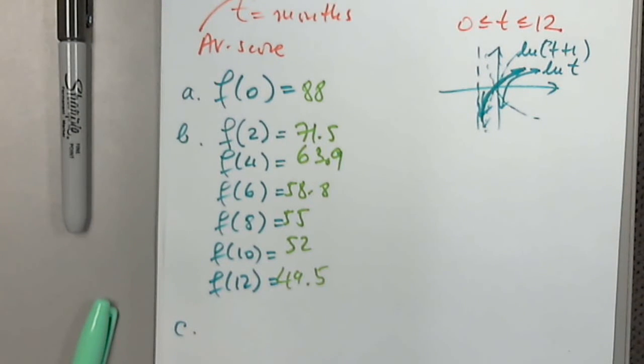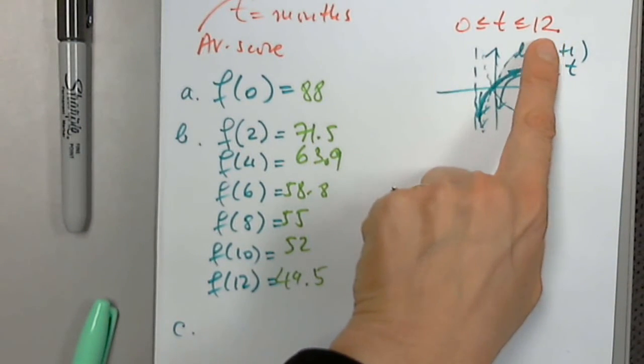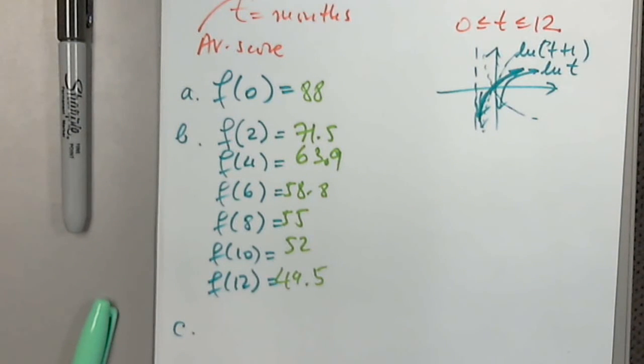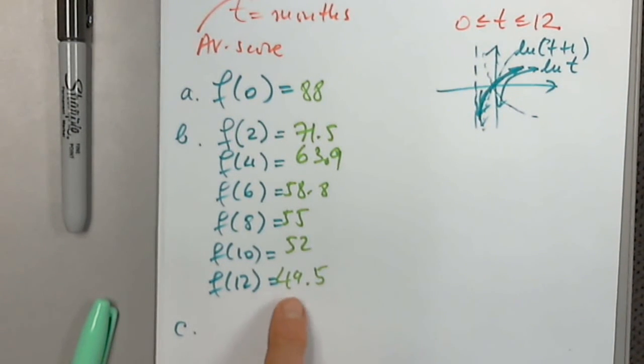And in order to graph the function, we know what to expect. How high will the function go? 88. How low will the function go? The function, not the x. I know the x has to be between 0 and 12, and the high for y is 88. What will be the low for y? 49.5. So that's what I'm going to adjust the viewing window to.